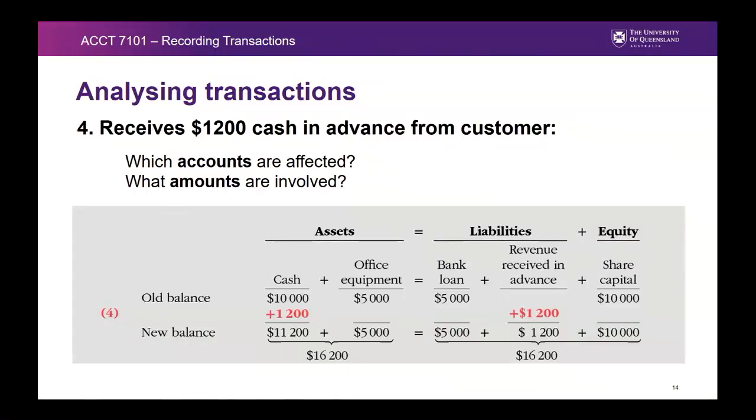And this is what I called unearned revenue before, or called revenue received in advance. So that's a liability because we've received money in advance of providing the goods or services. So this is like the airline example I was talking about before. So we've recognised a new liability, the cash received in advance, as revenue received in advance. $1,200 sits in the liabilities, increase in cash. Okay.